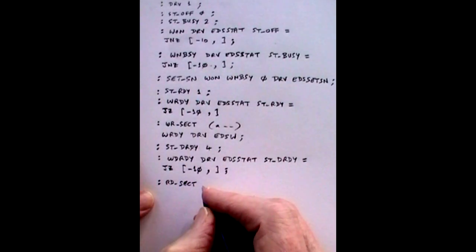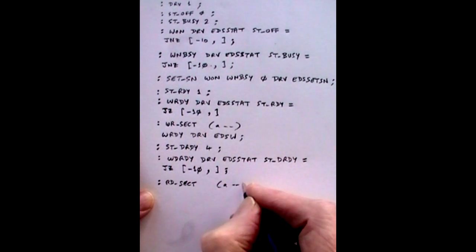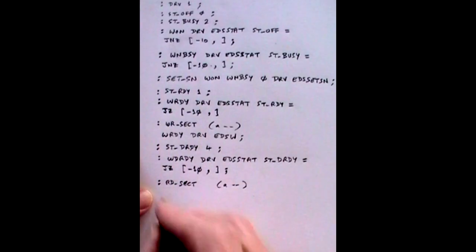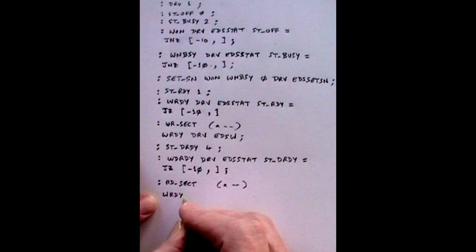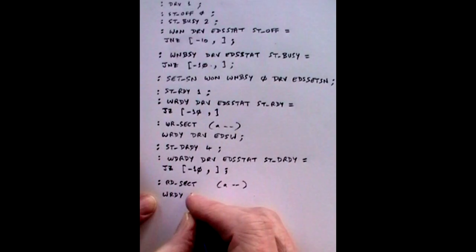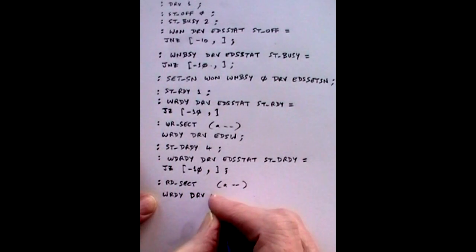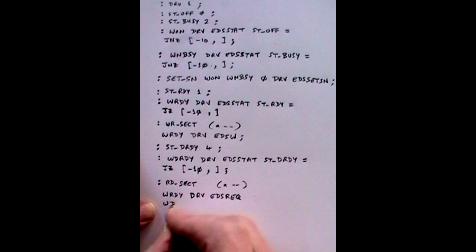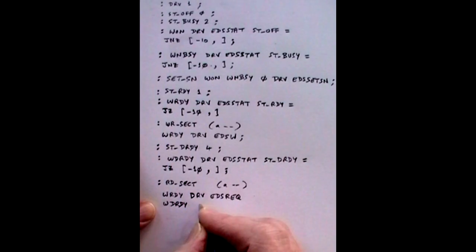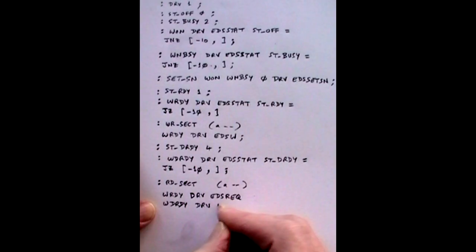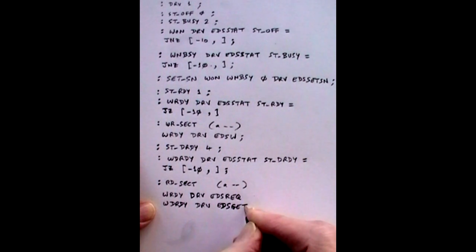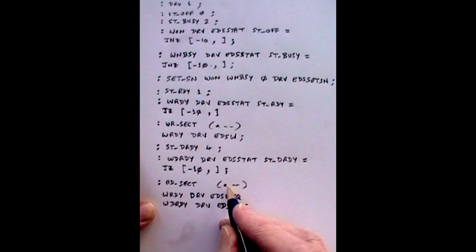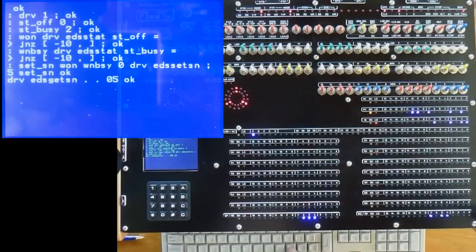Read sector, again that's going to take an address on the stack, that's the memory buffer. It's going to wait for the drive to be ready, and when it is, we do an EDS request, and then wait for data ready and an EDS get. And that fetches the contents of the sector and puts it into memory at this address. Right, I'm just going to enter these routines.